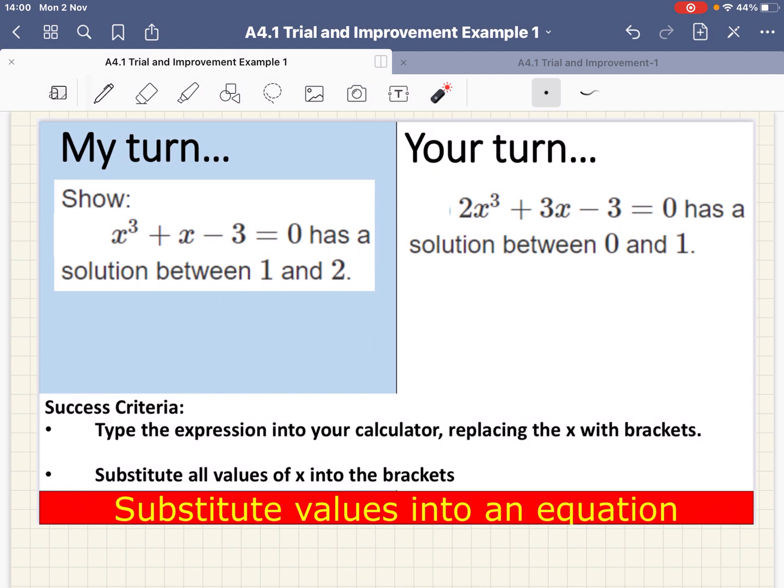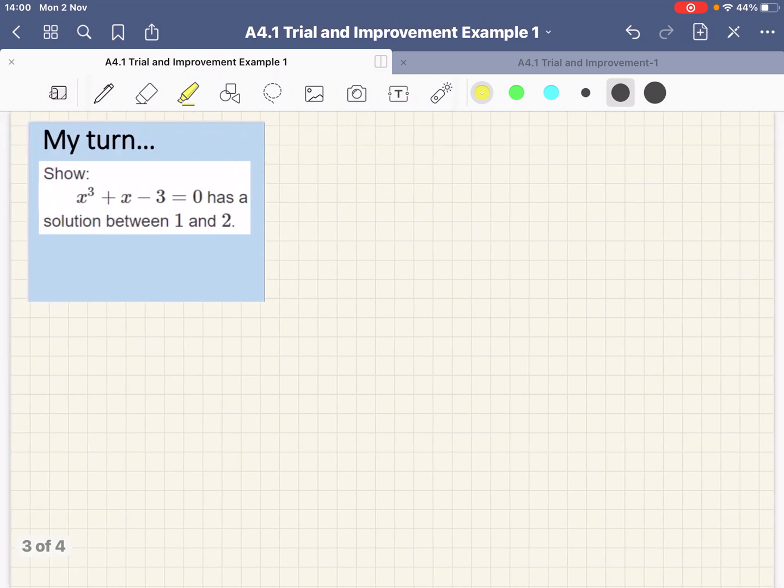So, big tip is that this is linked really closely to what we did recently with substituting into graphs, where our success criteria is to look at typing the expression into your calculator, replacing the x with brackets, and then substitute all the values of x given to you into those brackets. So let's look at the first one together.